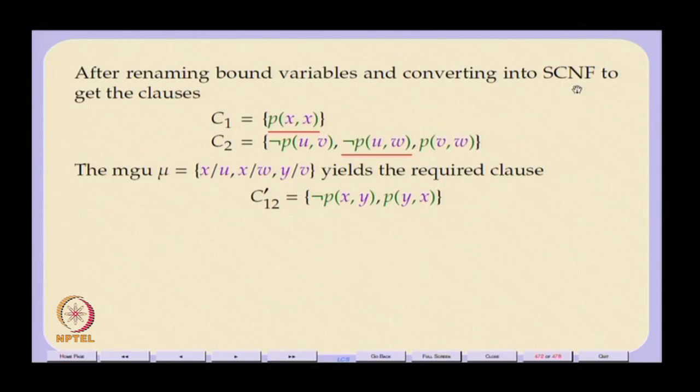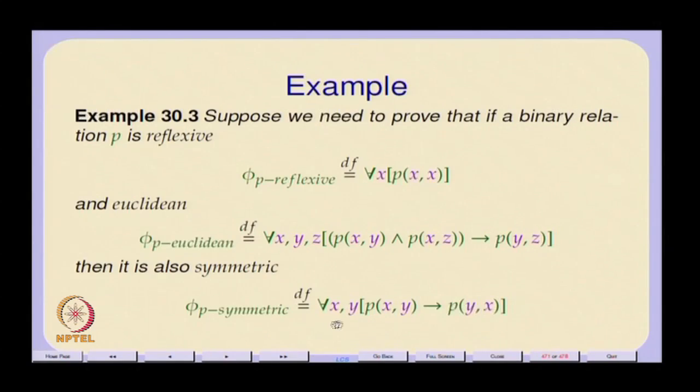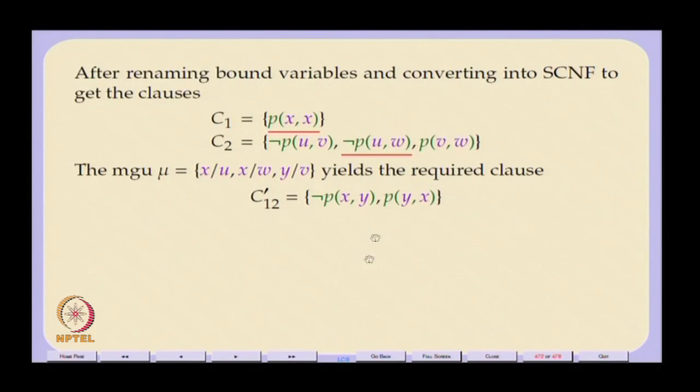So we rename bound variables and convert to Skolem conjunctive normal form. In this particular case, this is the reflexivity property, so it is just P(x, x), there is nothing else to it. In the second case, I am going to write it as for all u, for all v, P(u, v) arrow P(v, u), which is not P(u, v) or P(v, u).